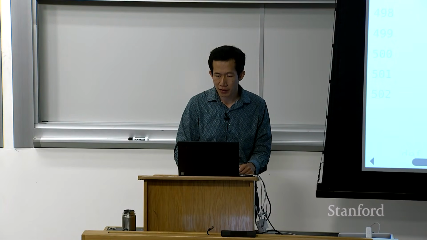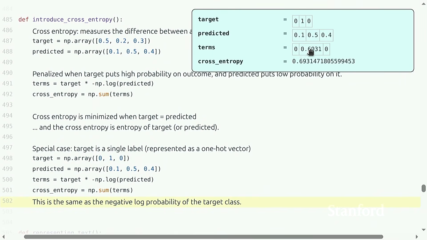Yeah, so the question is, why are some of these terms 0? And it's because the terms are the element-wise multiplication of target and this thing. So if the target is 0, then the terms are also 0.